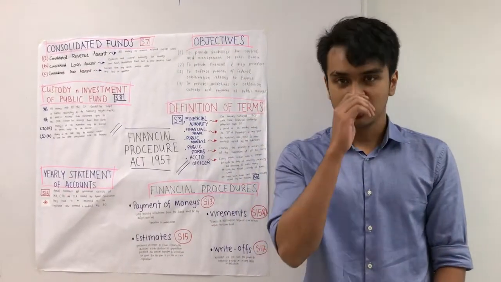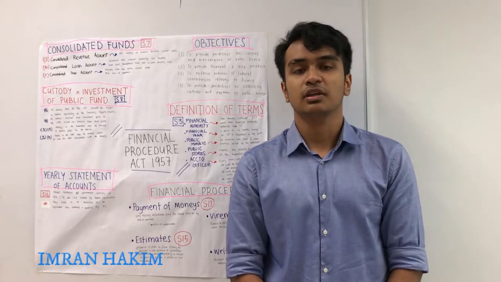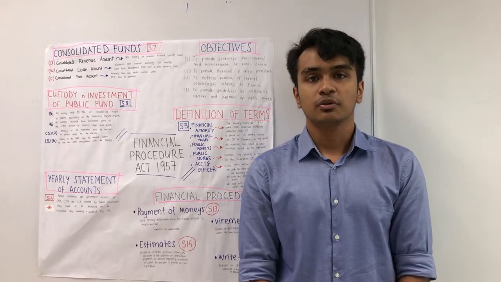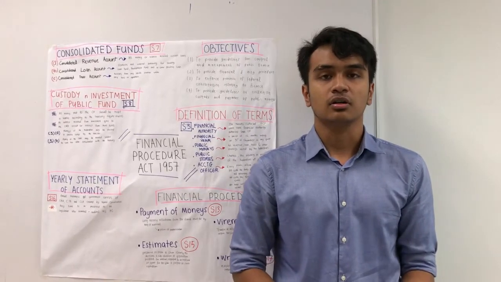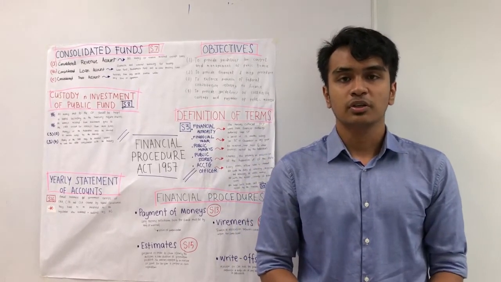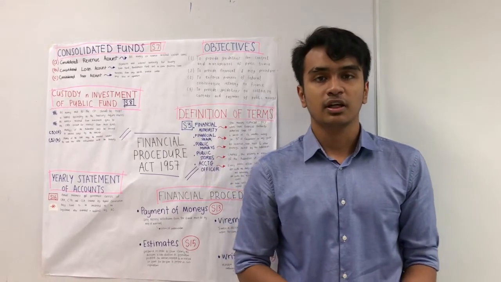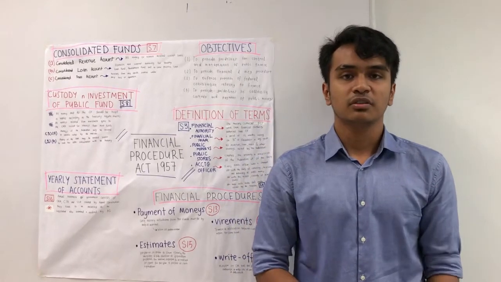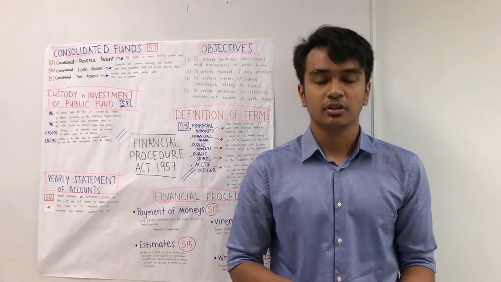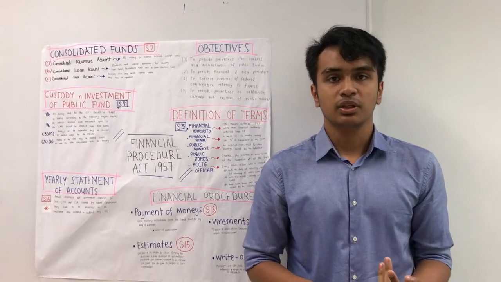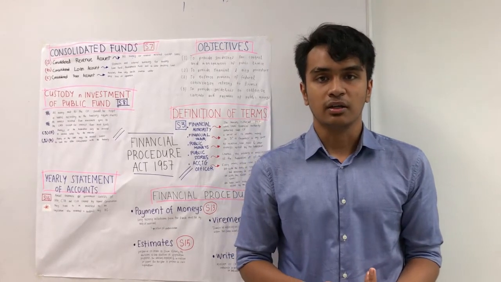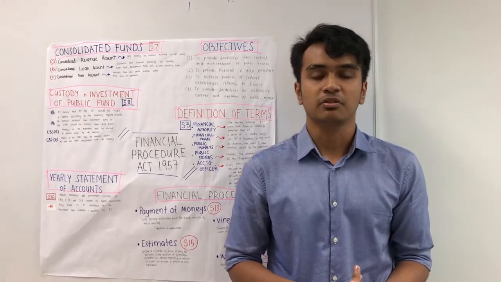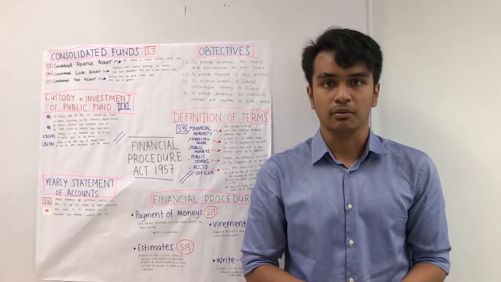Okay, so now I'll be presenting about the definition of terms under Section 3 of the Financial Procedures Act 1957. The first one is financial authority. As you all know, there are two types of funds, which is the federal fund and the state consolidated fund. Both of these need to be authorized by a certain body. For the federal fund, it needs to be authorized by the Treasury, and for the state fund, it is authorized by the State Financial Authority or any principal officer that is authorized by them.